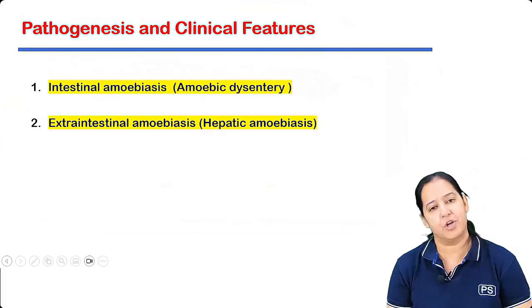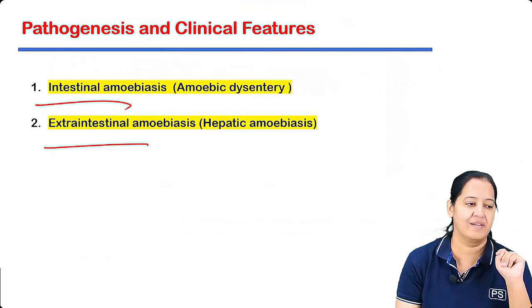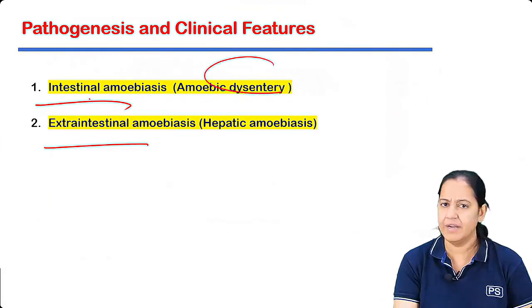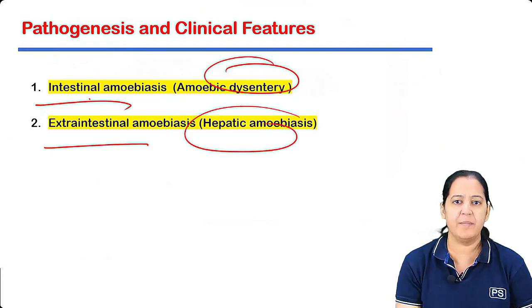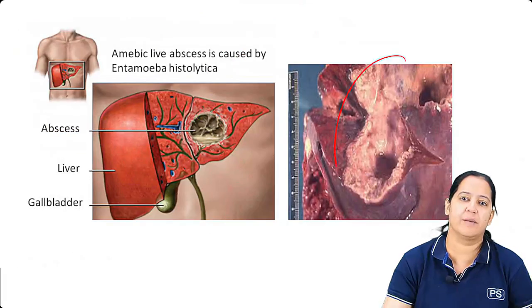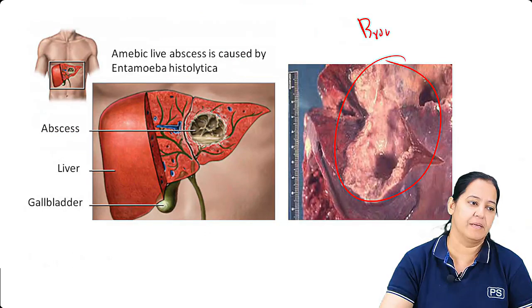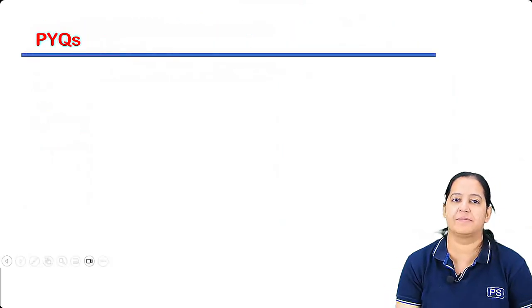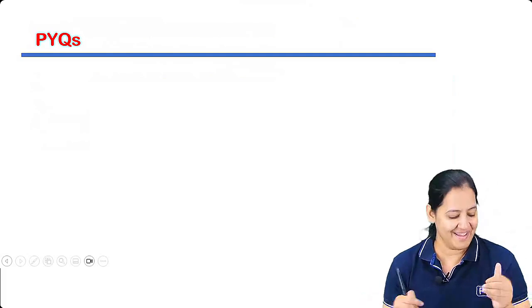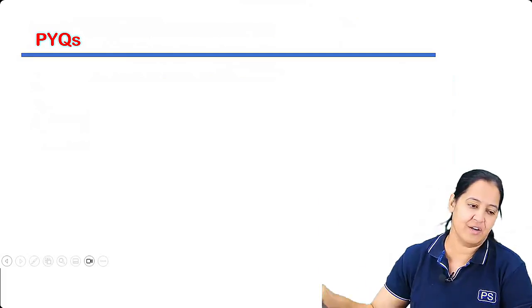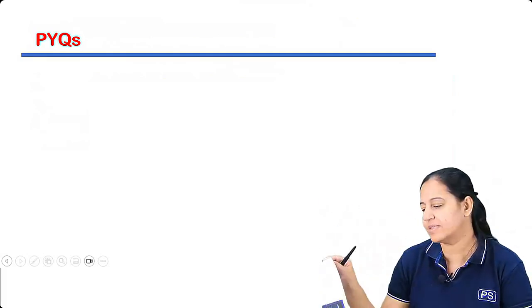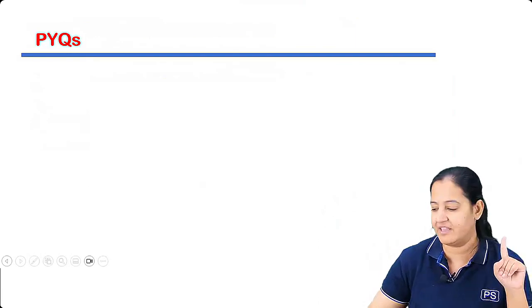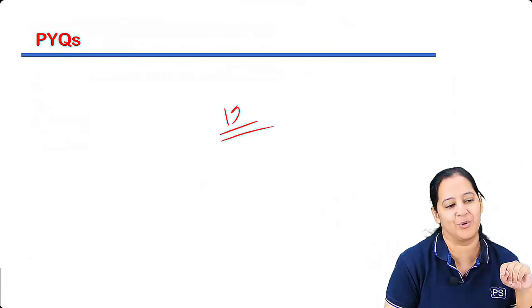Chalo, diseases: intestinal, extra-intestinal. Intestinal mein dysentery hoga, and extra-intestinal mein liver involved hoga. See, anchovy sauce abscess. Appreciate the brown color pus. This is anchovy sauce abscess. We are done. Okay, anything which is given in your chart or notes and not taught to you, tell me. So we are done with the first parasite. In the same way, we are continuing with 19 more.